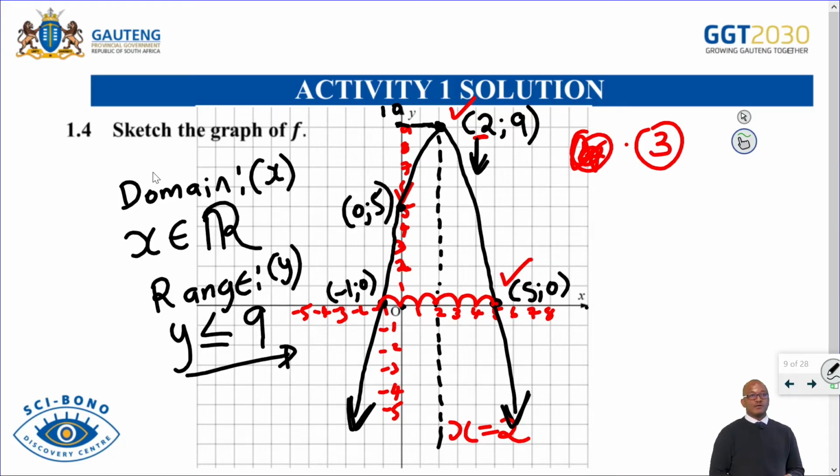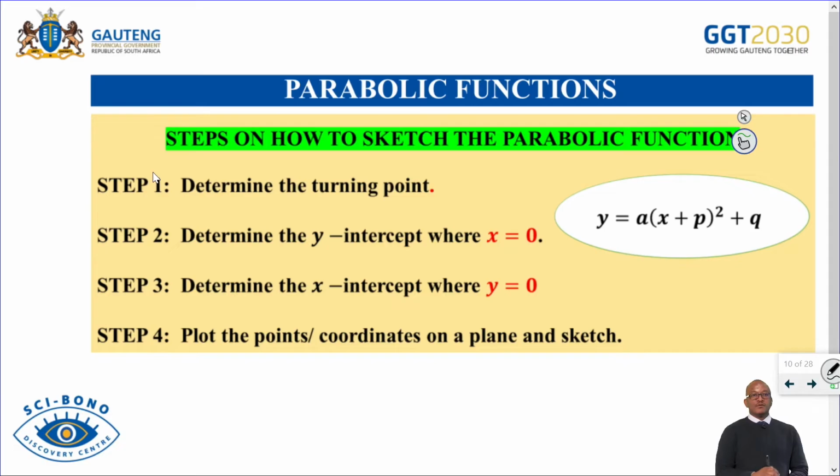Moving forward, we have now the same parabola, but now we have to sketch it when we have the form y is equal to a into (x plus p) all squared plus q. So now, the steps on how to sketch the parabolic function when you are given this type of standard form.